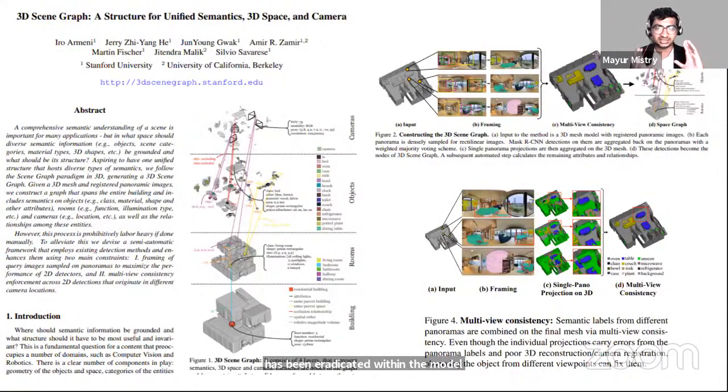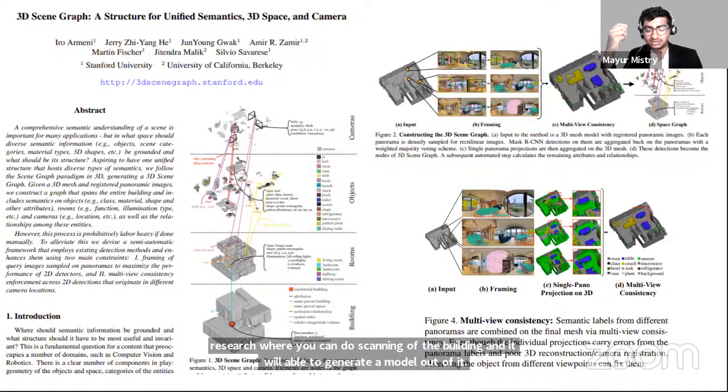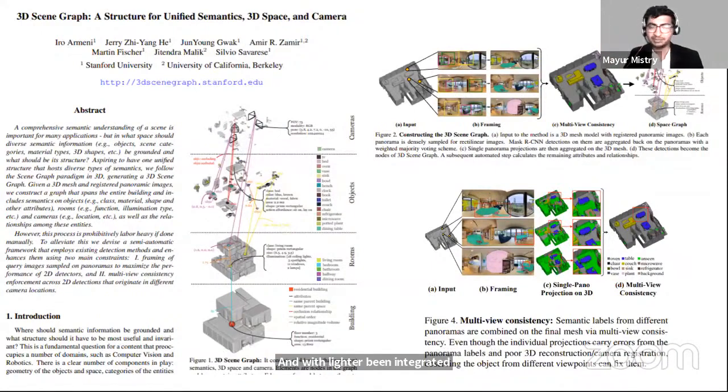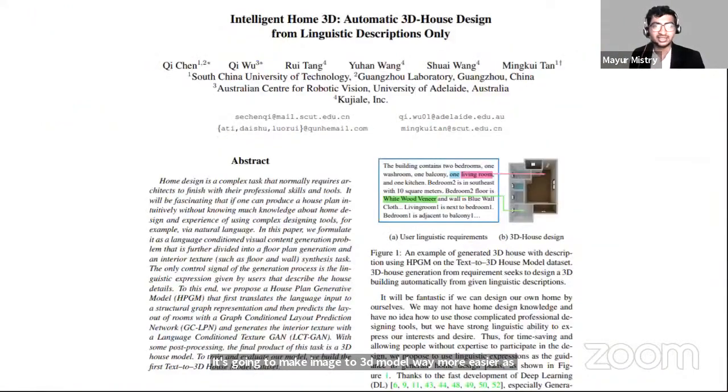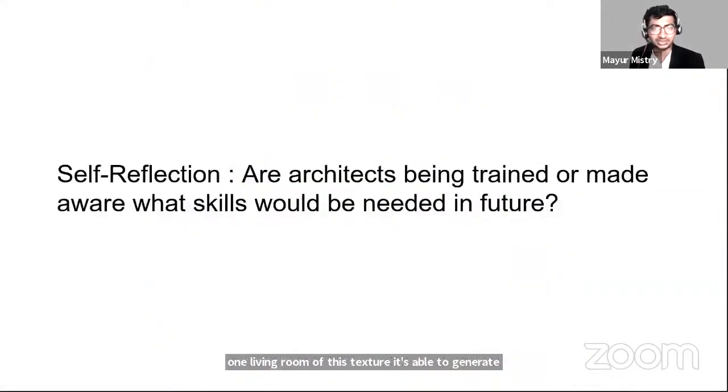3D scene graph is another very interesting area of research, where you can scan a building and it will be able to generate a BIM model out of it. And with LiDAR being integrated in the new iPad, it's going to make image to 3D model way easier as we move on. And this is another interesting paper, Intelligent Home 3D, where just based on a linguistic description of, say, a living room of a certain texture, it's able to generate a 3D house layout based on it.